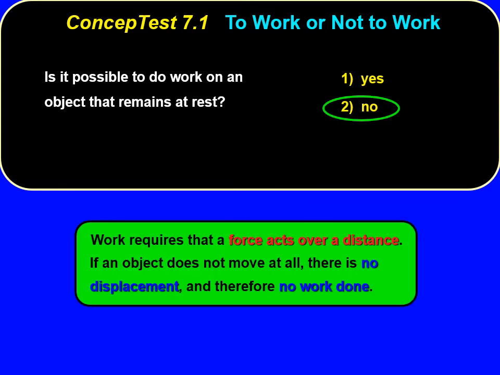So the answer is no, right? Work requires that a force acts over a distance. If work is force dot displacement, well, if displacement is 0, which is what it means for something to remain at rest, then F dot D is going to be 0 as well.